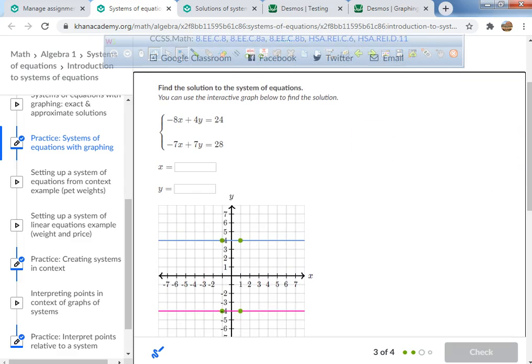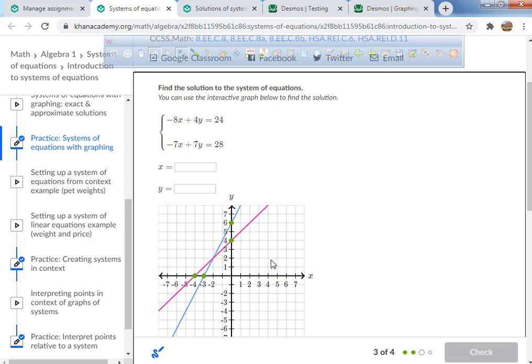I'm not going to write all the notes down. I'm just going to do my x-intercept. 24 divided by -8 is -3. So I'll put -3. And 24 divided by 4 is 6. There's my first equation right up there. 28 divided by -7 is -4, so I put -4. 28 divided by 7 is 4, so I put 4 right there.